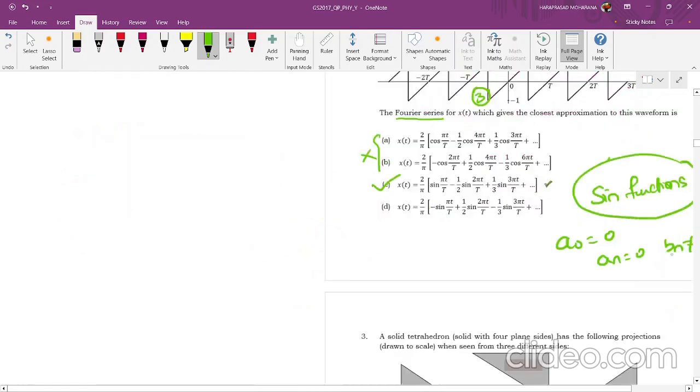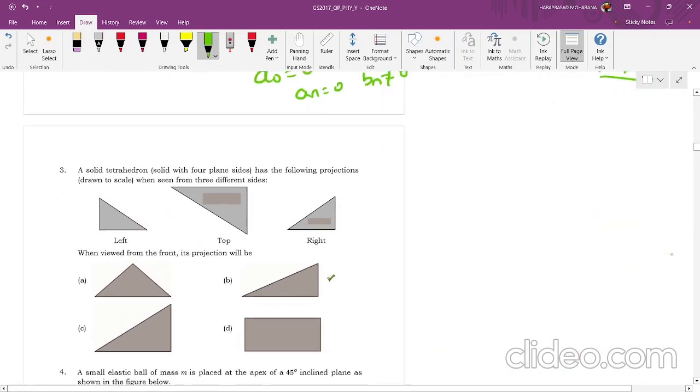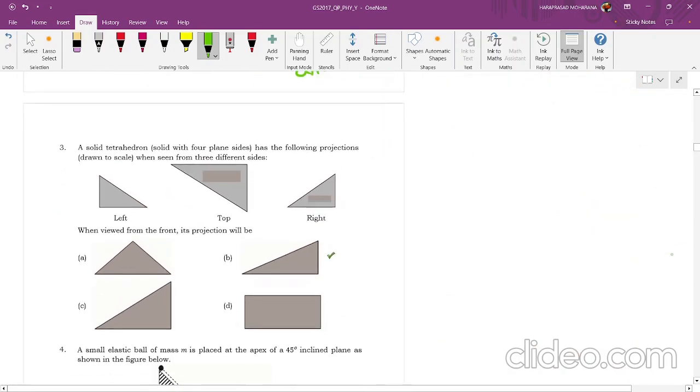Moving forward to the next problem, this is also a kind of messy problem TIFR is going to ask. So you have to just think logically about these problems. A solid tetrahedron, a solid with four plane sides, has the following projections drawn to scale when seen from three different sides. This is the scenario when you see from the left, this is from the top, this is from the right.